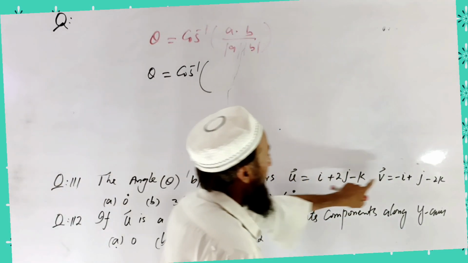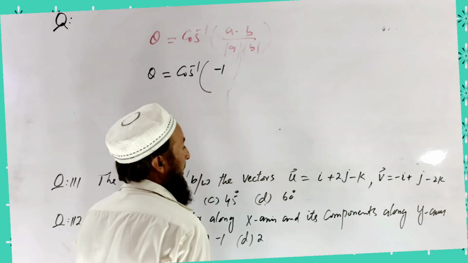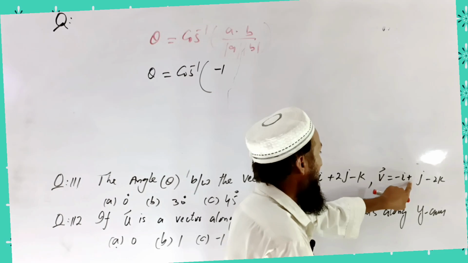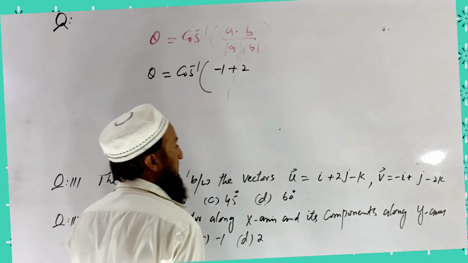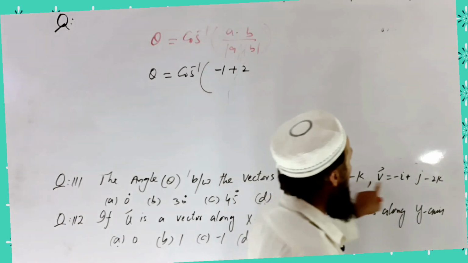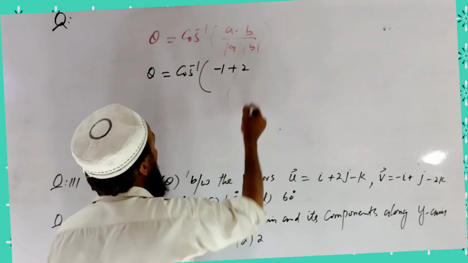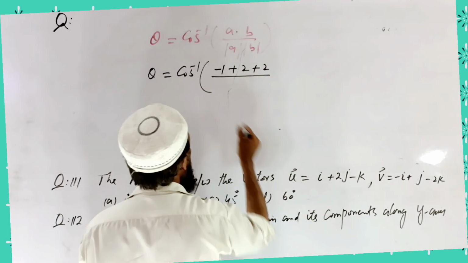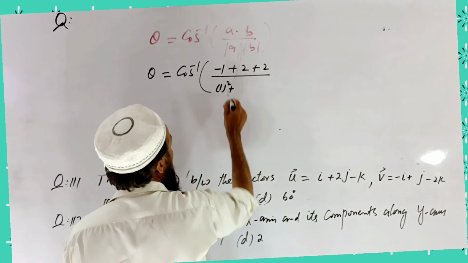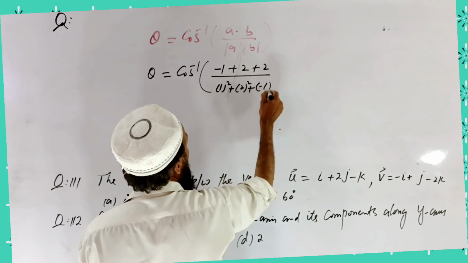So i dot i we get -1, and 2 dot 2, and j dot j is equal to 1 plus 2. Similarly here, minus 1 plus 2, divided by the magnitude of A, which means square root of 1 square plus 2 square plus minus 1 square.